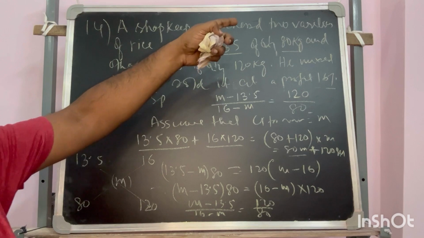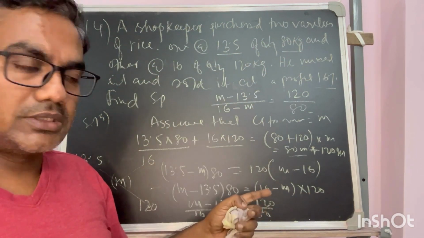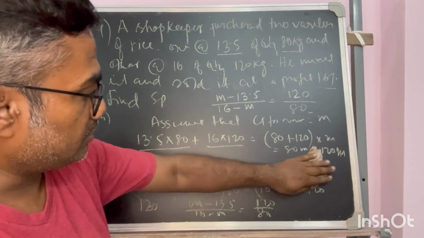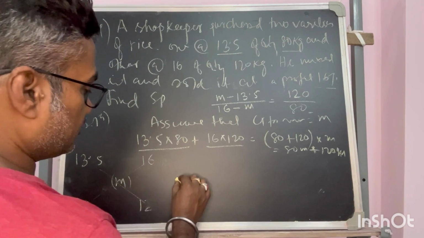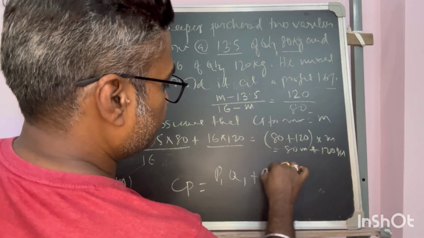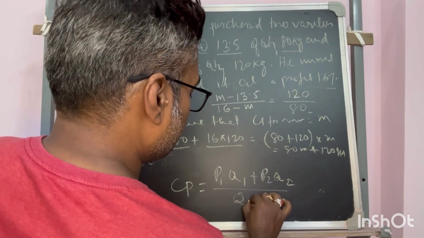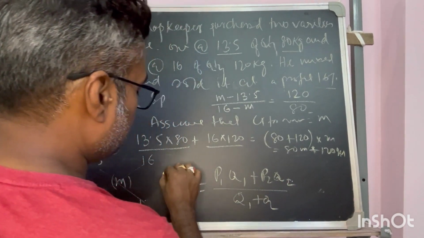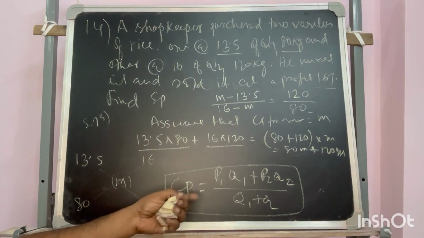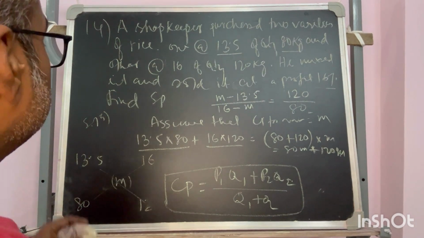Otherwise, the first case that I have shown can be done in an analytic method. You mix the quantity. You can use the formula: the cost price is equal to price 1 times quantity 1 plus price 2 times quantity 2, divided by the total quantity. That will give you the cost price of the mixture. Once you get it, you will get the other information easily. Understood?